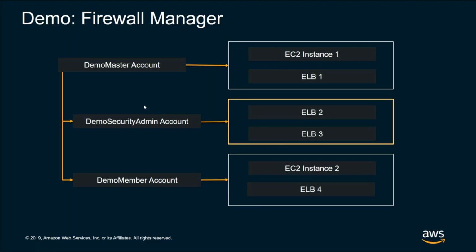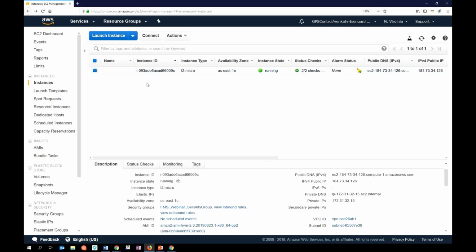So in a couple of minutes, we'll go back to one of these accounts and see that EC2 instance 2 now has a security group rule. And actually, let's go to the other child account's console to show that right now it does not have the Firewall Manager security group created. If you look at it, this is the instance in the child account, and it has a different security group. It's a local security group.